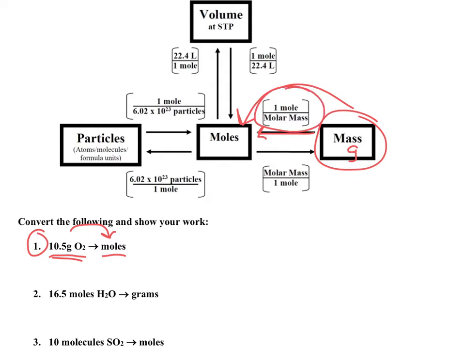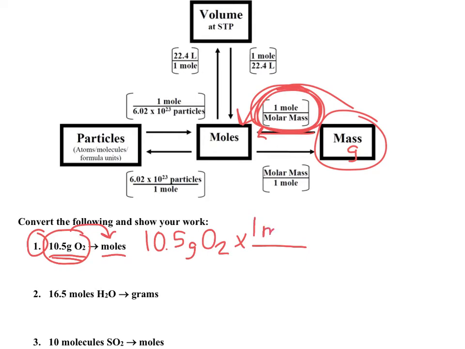Now that we have that, let's set up our problem. To set up our problem, we always start with what is given. So I'm going to have 10.5 grams of oxygen. Now remember, I'm going to multiply and draw a line, and I'm now going to use this conversion factor. On top, it gives me a number. It says 1 mole.